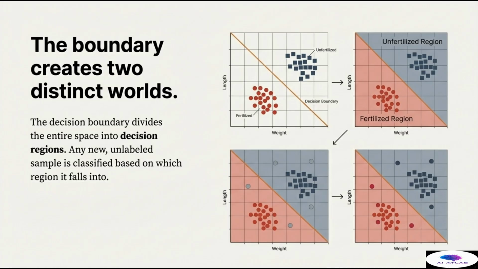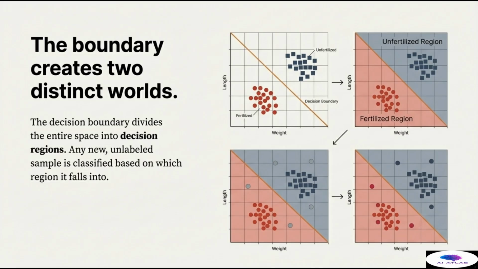Everything on one side of the line is permanently classified as fertilized, and everything on the other side is classified as unfertilized. This is the mechanism by which the classifier makes predictions on new, unseen data. If we introduce a new, unlabeled egg sample, a gray circle, for instance, the machine doesn't need to consult its entire training history. It simply checks which region the new sample's features place it in. If it falls into the red, fertilized region, it is classified as fertilized. If it falls into the blue, unfertilized region, it is classified as unfertilized.